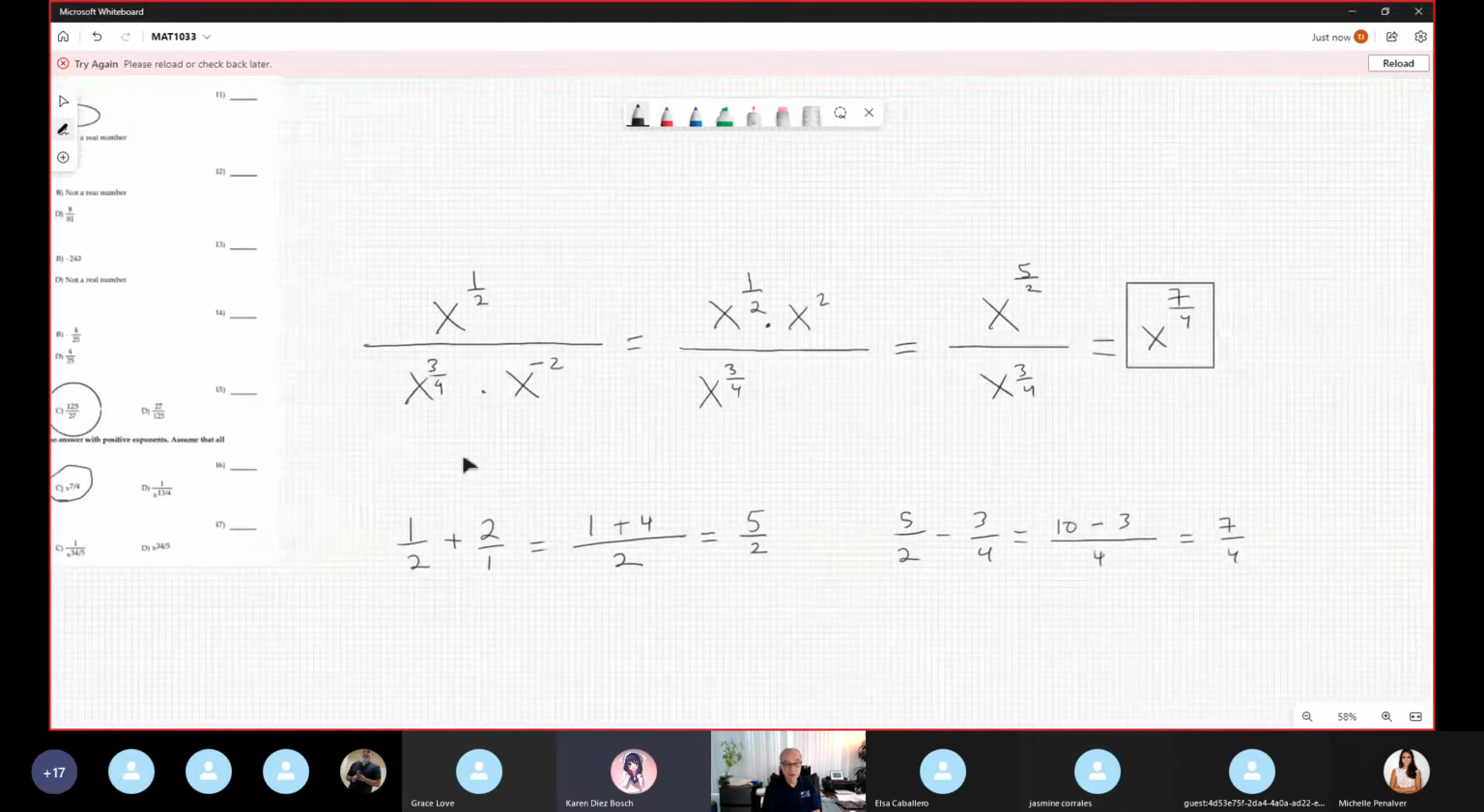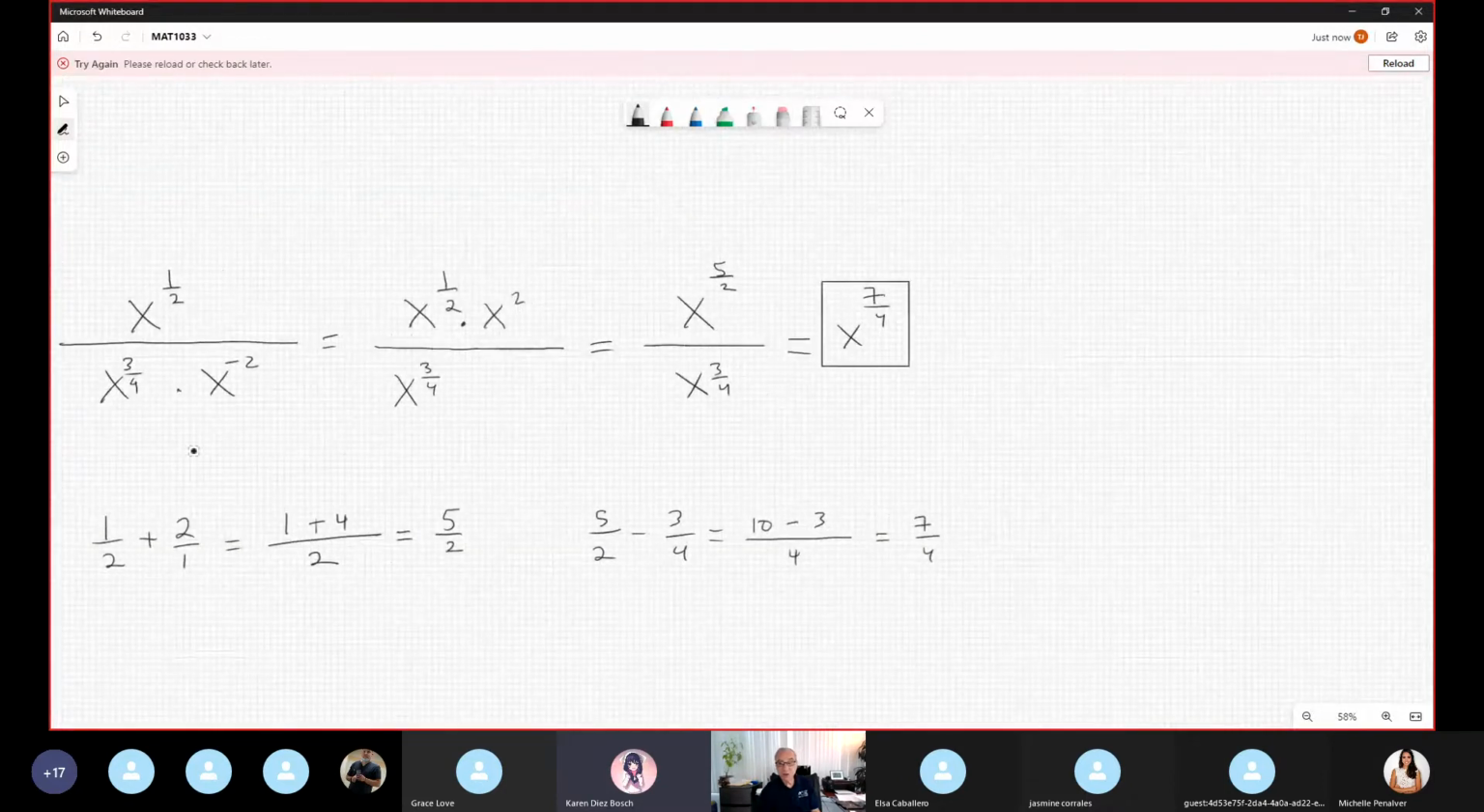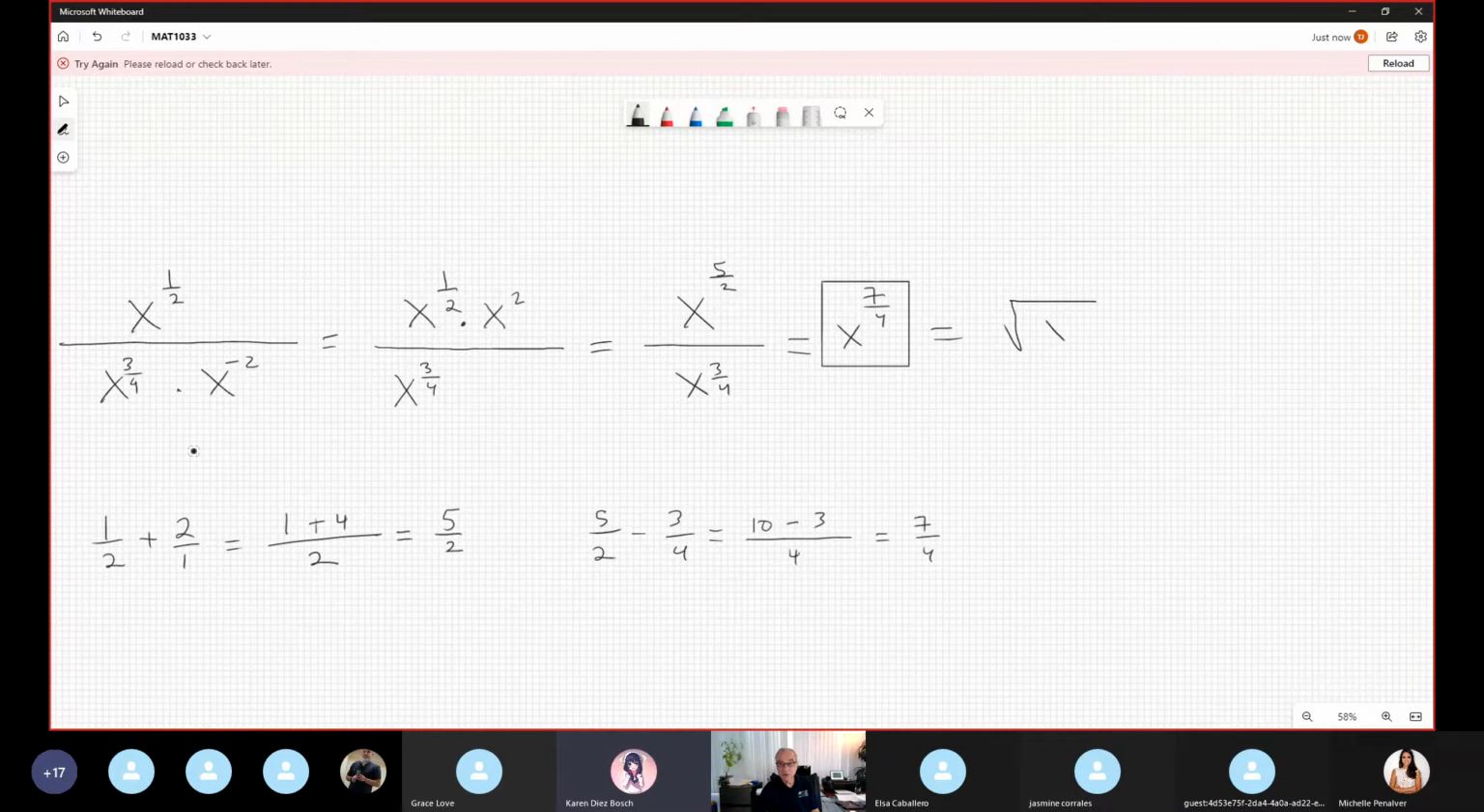Suppose another scenario where they want you to express the answer not like that, but in radical notation. Well, x. Now the index is 4 and the exponent is 7, and you put it outside or inside, either way.